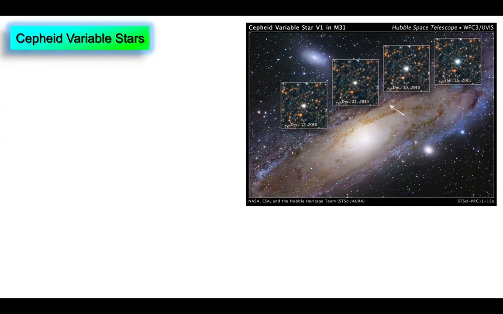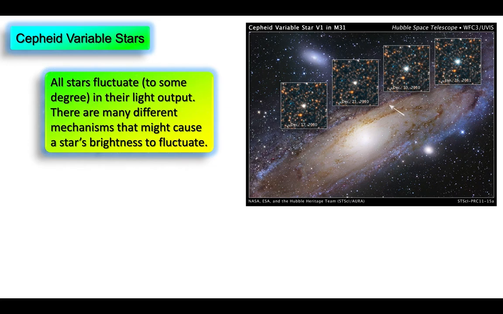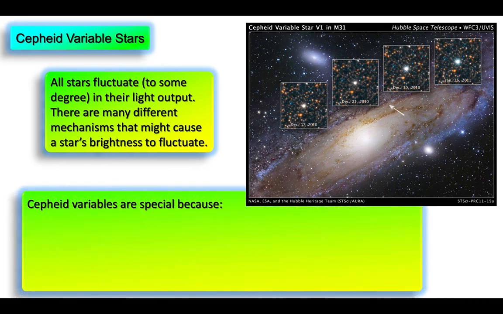So what is a Cepheid variable star? All stars, the sun included, fluctuate to some degree in the amount of light they give out. And there are a whole bunch of different mechanisms that cause this. There are different reasons that stars will fluctuate in their brightness. Now, Cepheid variables are a very special type of star. For one thing, Cepheid variables are very bright. So if we're trying to see something really far away, we probably want it to be bright. It makes it easier to see.